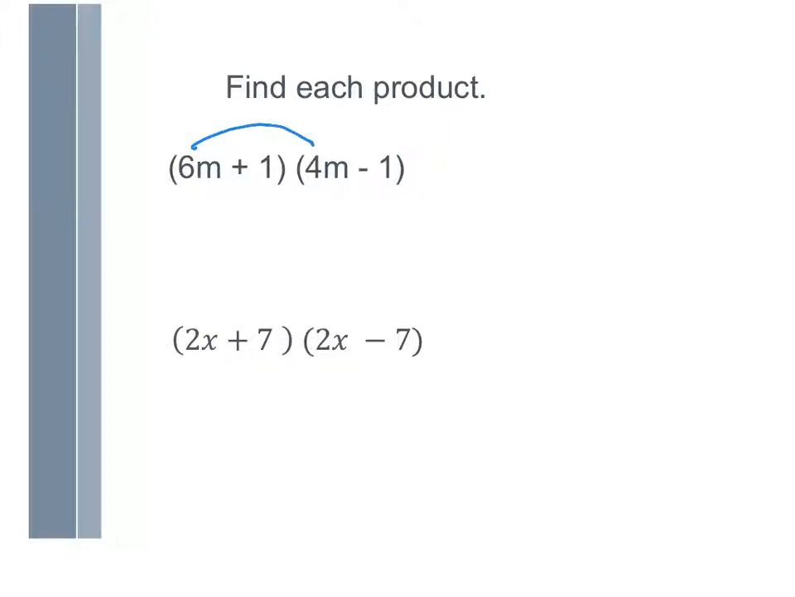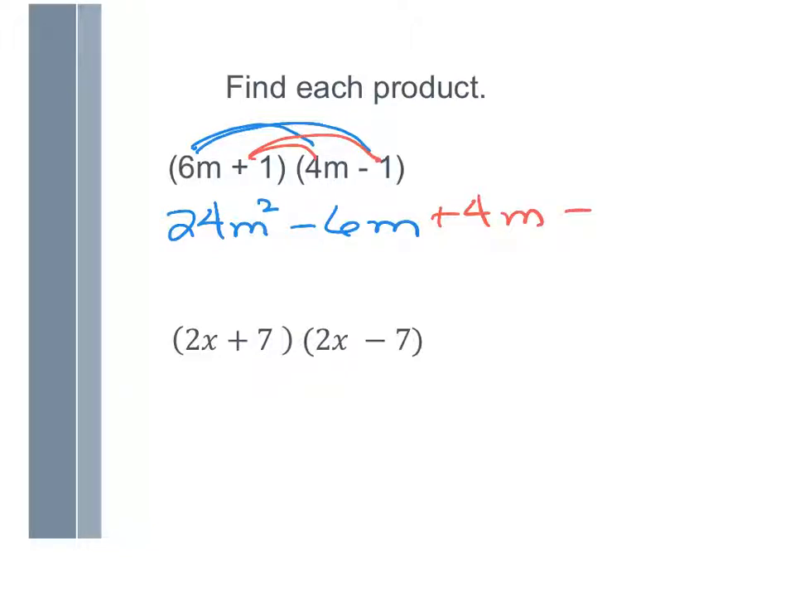So my first ones, or if I distribute the 6m to the 4m, gives me 24m squared. And then the 6m to the negative 1. And now the 1 to the 4. And the 1 to the negative 1. Again, group your middle terms. Negative 2m. And then just rewrite the rest of the problem. 24m squared minus 1. Yes?